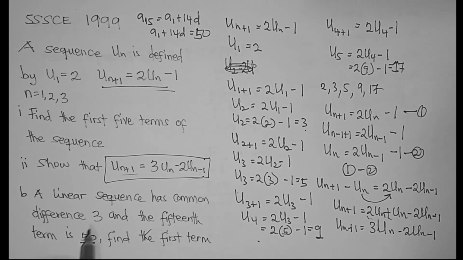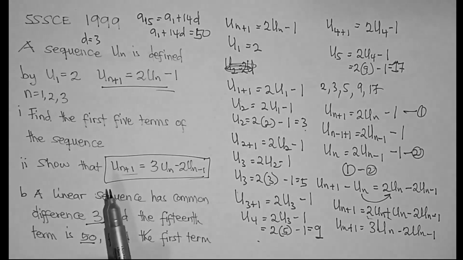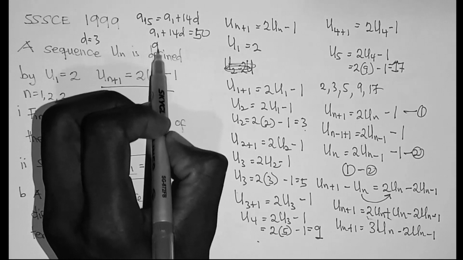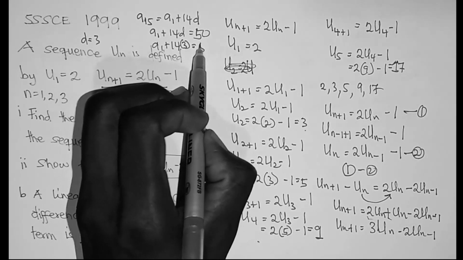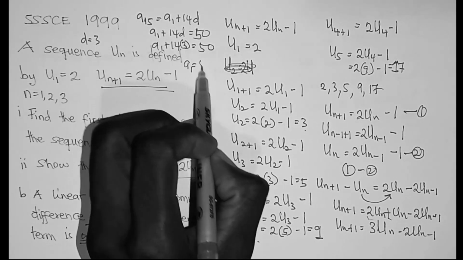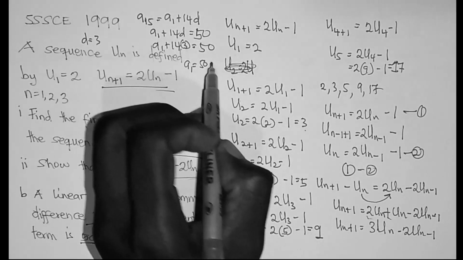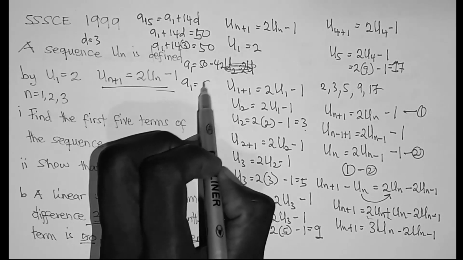However, from the question, it says that common difference D is 3. So D is equal to 3. So we are supposed to find A1, which is the first term. So the question says we should find the first term. So A1 plus 14 times D, which is 3, is equal to 50. So A1 is equal to 50 minus 14 times 3, which is 42. And therefore A1 is equal to 8.